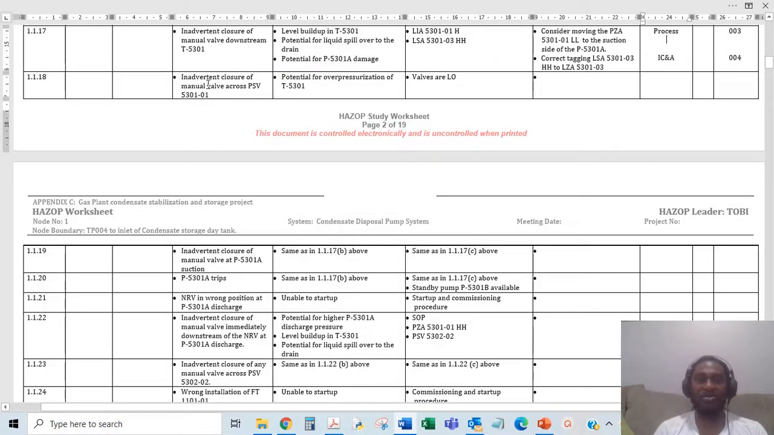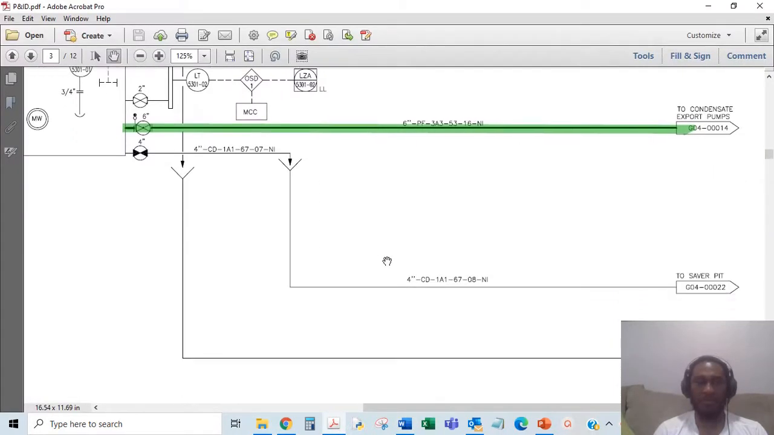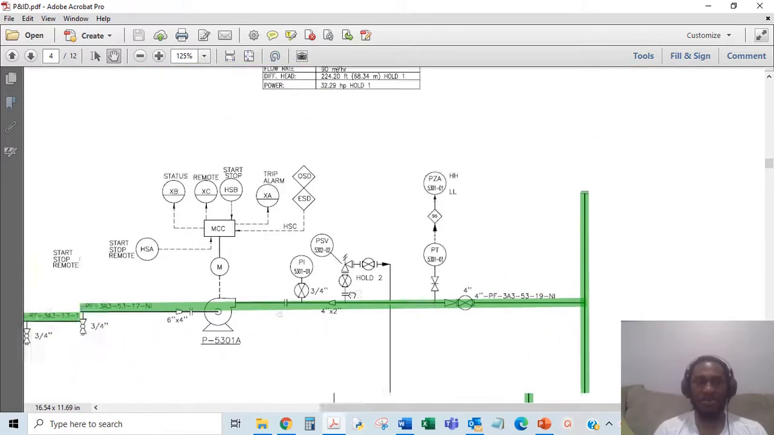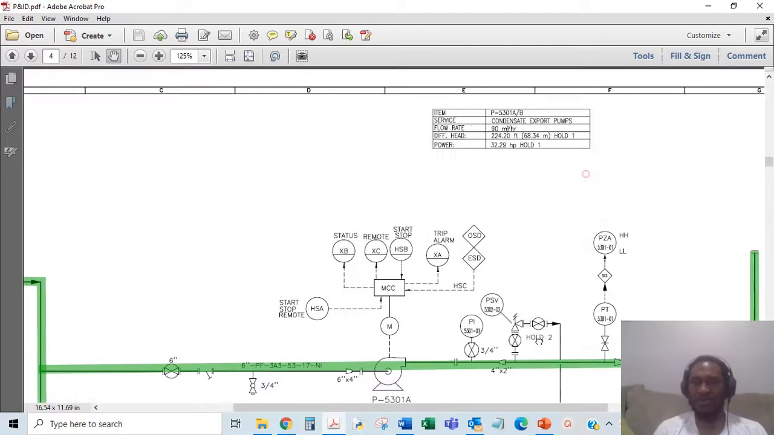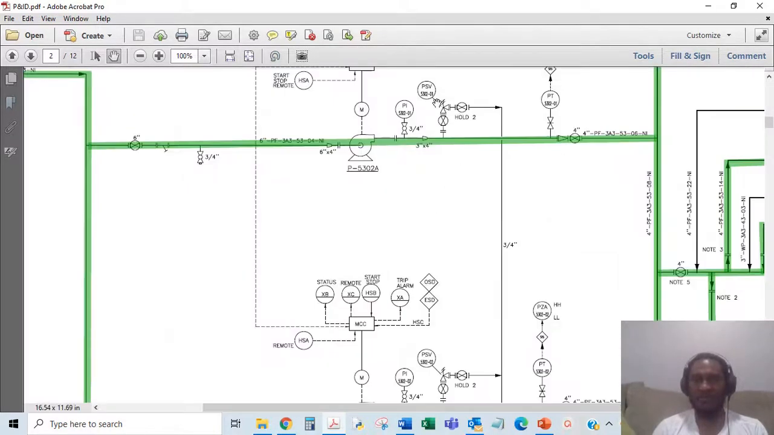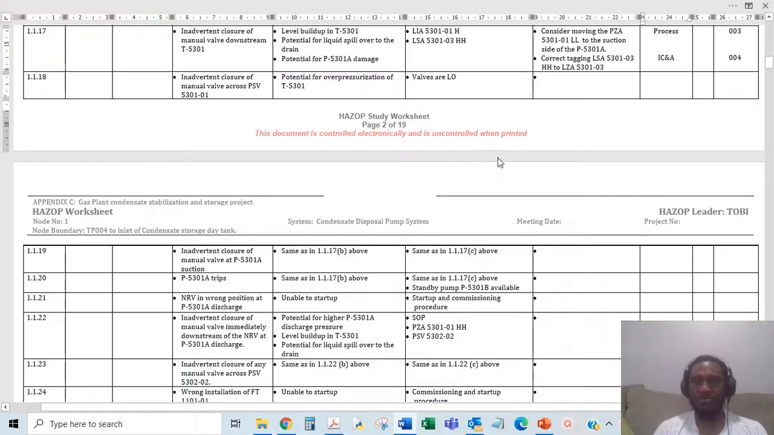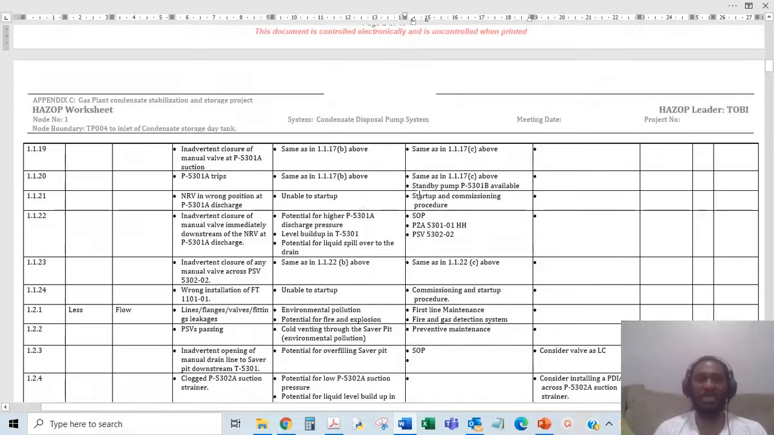So inadvertent closure of manual valve across PSV 530101. Where's that? PSV 5301. Oh, okay. That's here. PSV 530101. It's a potential for overpressurization of the tank. Yeah, so you could have that. So you make sure the valves are locked open, like we said before.